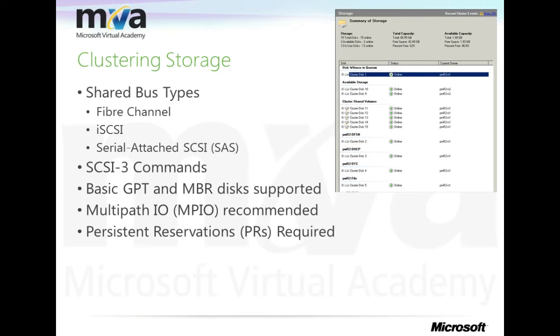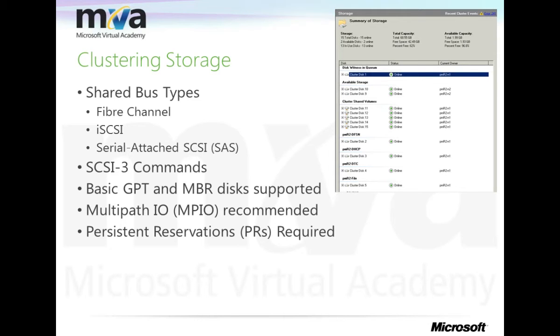Fiber Channel tends to be extremely fast, giving great performance to your storage fabric. However, it is often more expensive. On the other hand, Serial Attached SCSI is slightly less expensive, slightly less performant, so there's a balance.